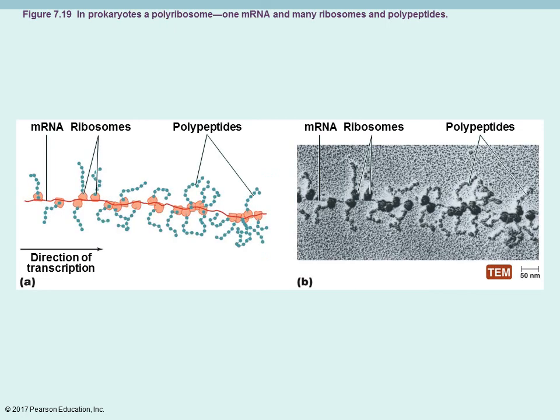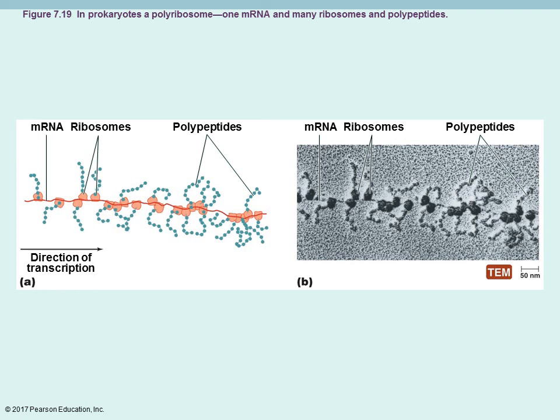This will continue until it reaches a termination site, for which there is basically a stop codon, and there's no amino acid. So nothing's going to bind there and everything gets released. Your protein is released, your mRNA is released, the two ribosomal subunits will break apart.